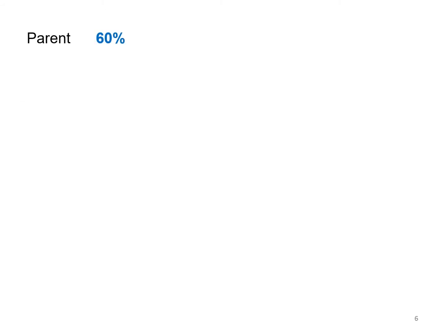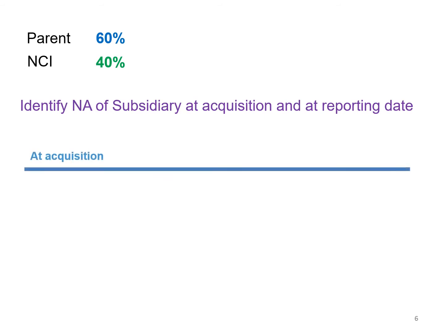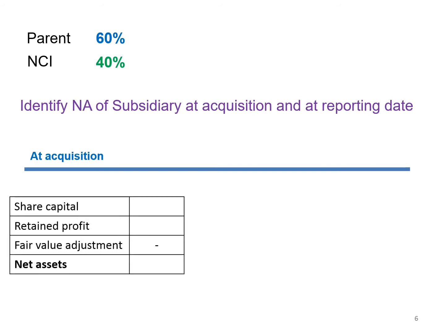Before moving on to your adjustment, it is very important you clearly determine what is the parent company's control interest and the non-control interest. In this example, it is clearly given. Parent company has acquired 60% control interest, so the non-controlling interest is 40%. Then we will identify the net asset of subsidiary as of the date of acquisition and as of the date of reporting. We can draw a line, and at the beginning we can identify net asset of the subsidiary as of the date of acquisition.